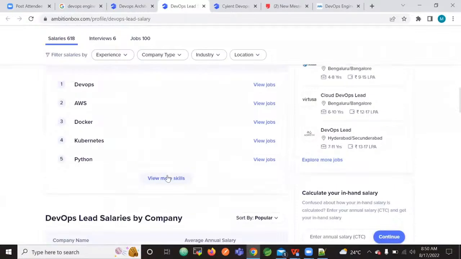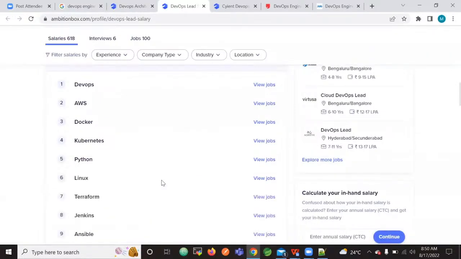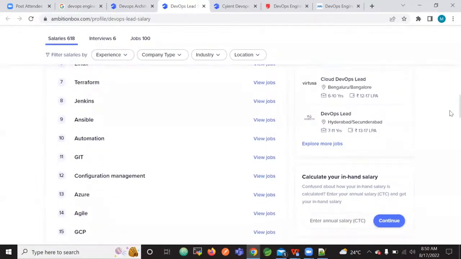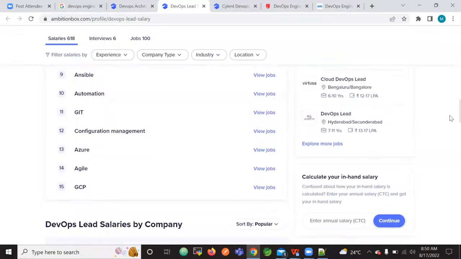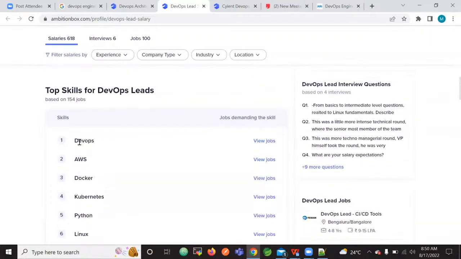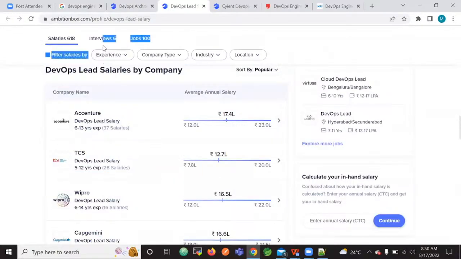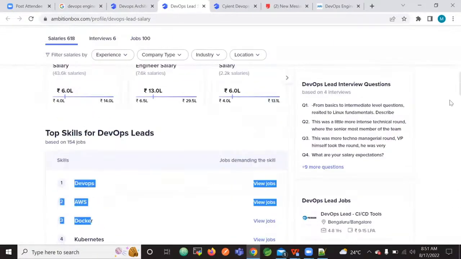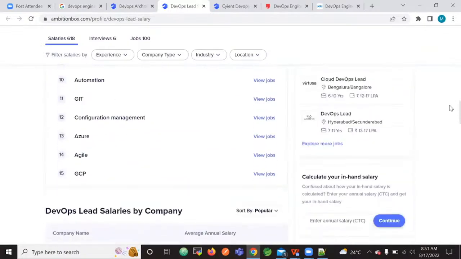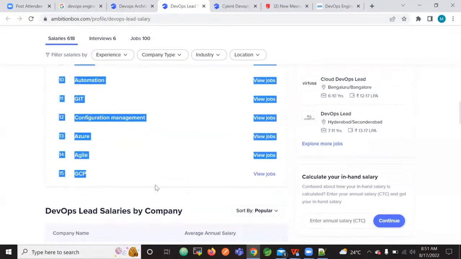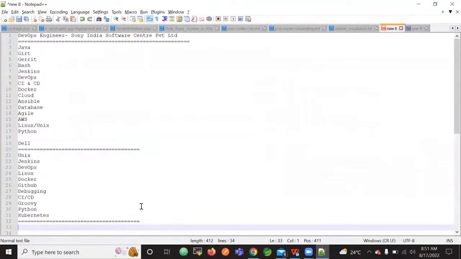Yes, these are all the common tools that are expected in the market: DevOps, AWS, Docker, Kubernetes, Python, Linux, Terraform, Jenkins, Ansible, automation, Git, configuration management, Azure, Agile, GCP. So this is for all the DevOps leads, not even DevOps engineers. DevOps engineers need not have all this skill set, in fact, isn't it? So let me copy this and then go to here.